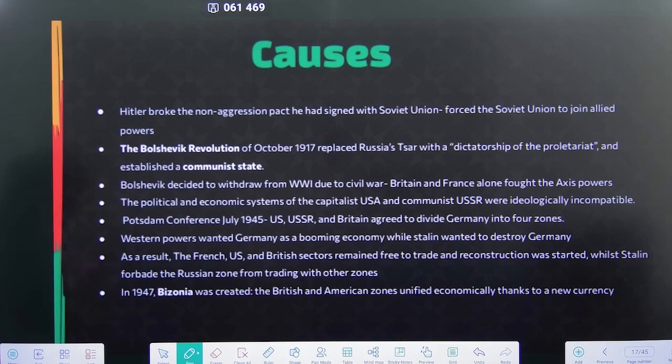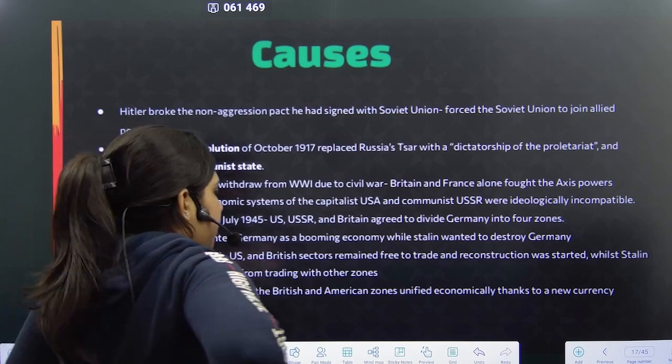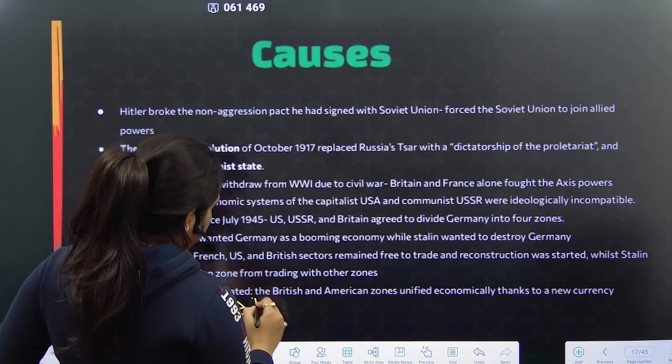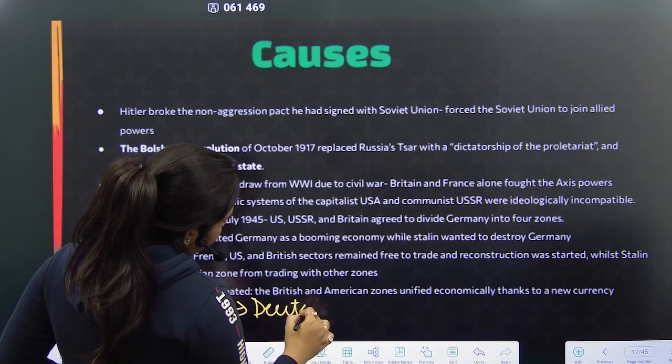Bizonia is nothing but a combination of the American and British occupation zones in Germany. It was actually created in 1947. It was initially British and American, and then the French zone was added in 1948. And the new currency that was introduced over here was actually the Deutschmark. I don't know how you pronounce it, but let's try to write it, if I remember the spelling correctly. Deutschmark.